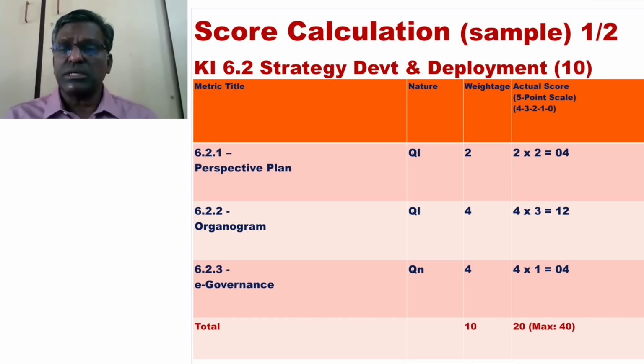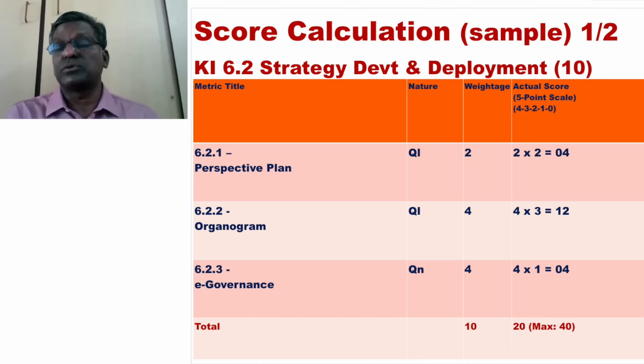Now, the scores are calculated on the basis of a 5-point Likert scale. I repeat, the scores are calculated on the basis of a 5-point Likert scale: 4, 3, 2, 1, 0. At one end of the matrix, you have 0. 0 means very poor, not at all satisfactory. Then at the other end of the matrix, you have very good, very, very good.